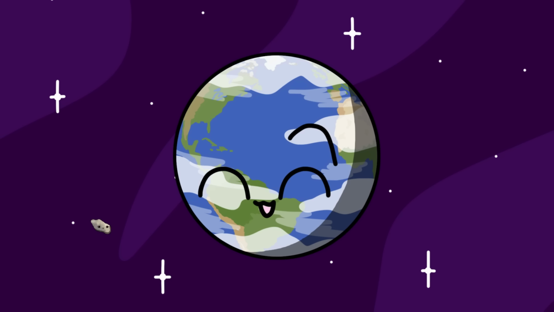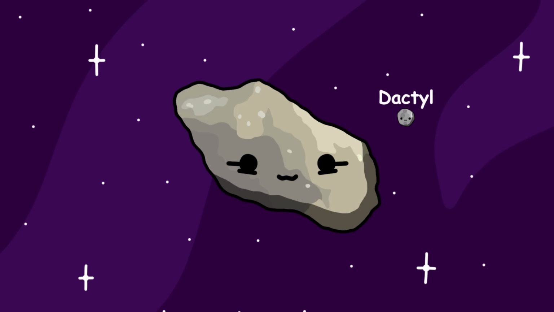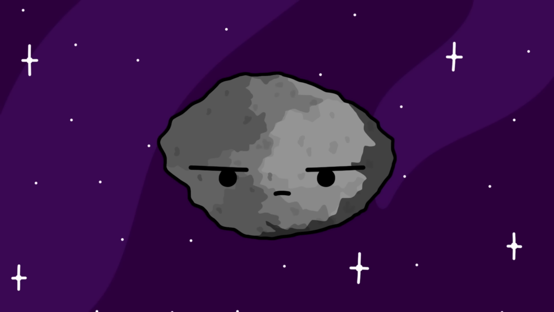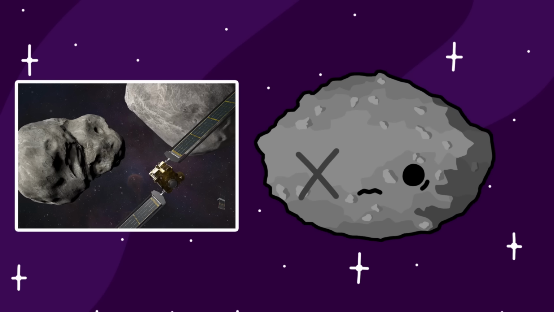For example, Ida. Ida is a large asteroid in the asteroid belt that has a little moon orbiting around it named Dactyl. Another example is Didymos. Didymos has a moon named Dimorphos. You may know Dimorphos as the target of the DART mission as they did a couple years ago.